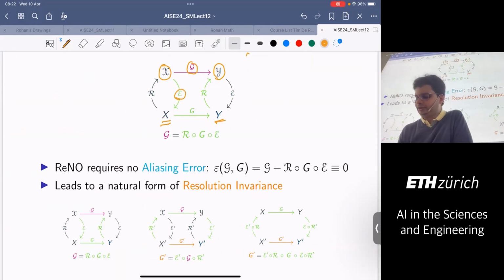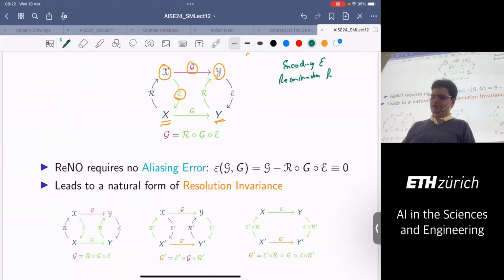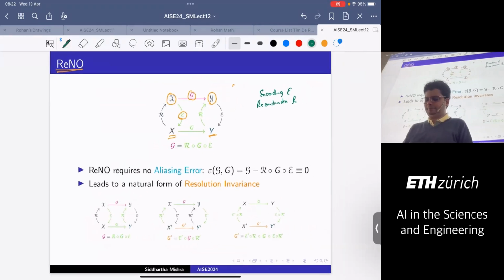And this is provided by this encoding. So let me recall. This was an encoding. This is E. This goes from the infinite to finite. And reconstruction, as the name suggests, is a mapping which takes you from finite back to infinite. So this is the setup that we are in.